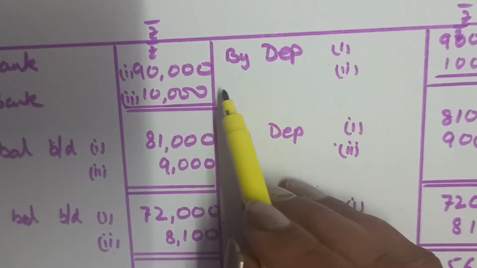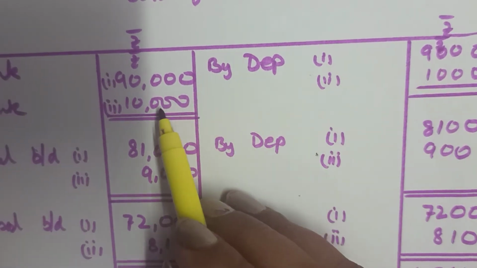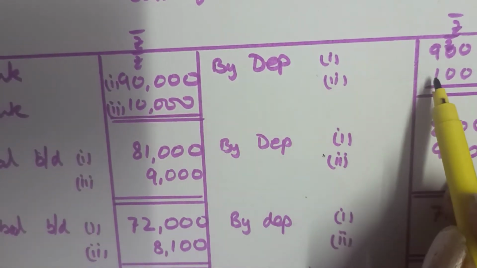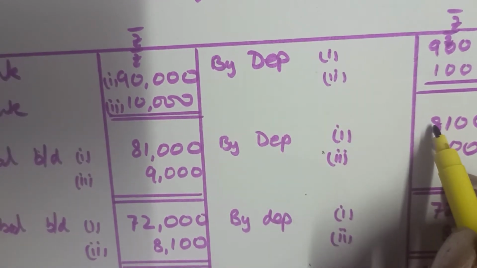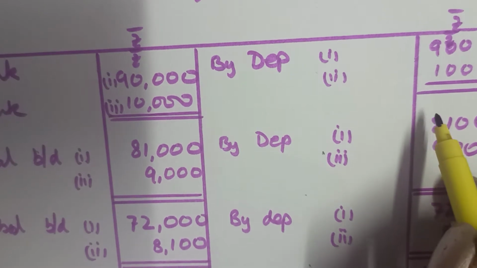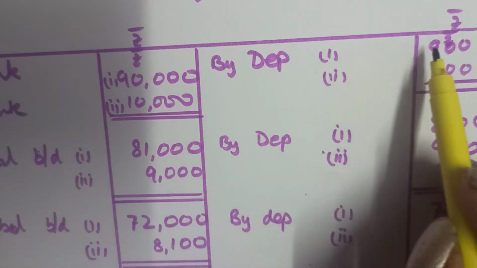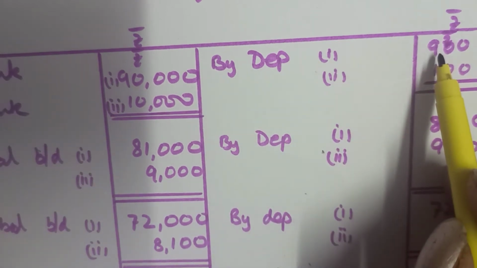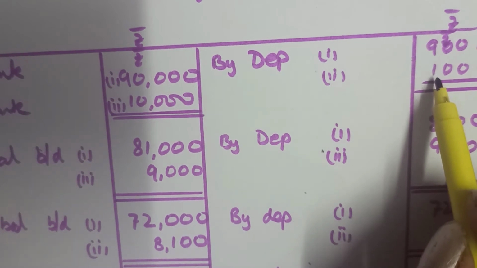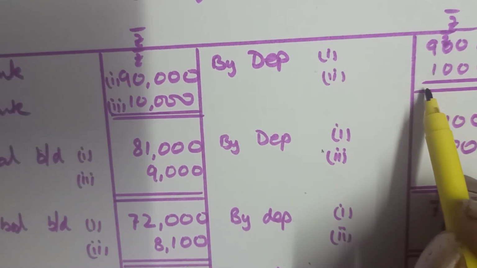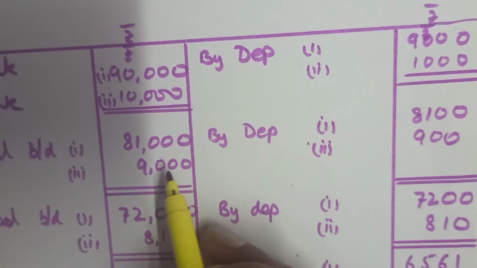By depreciation on 90,000 at 10% will be 9,000. On 10,000, depreciation will be 1,000. Then you will find out the balance. I have not done it here because of lack of space, but you are supposed to write down the balance. Balance carried down: 90,000 minus 9,000 for the first asset, that is 81,000, and 10,000 minus 1,000, that is 9,000 for the second asset. You will write it here, balance carried down. And this balance carried down will be brought down here.